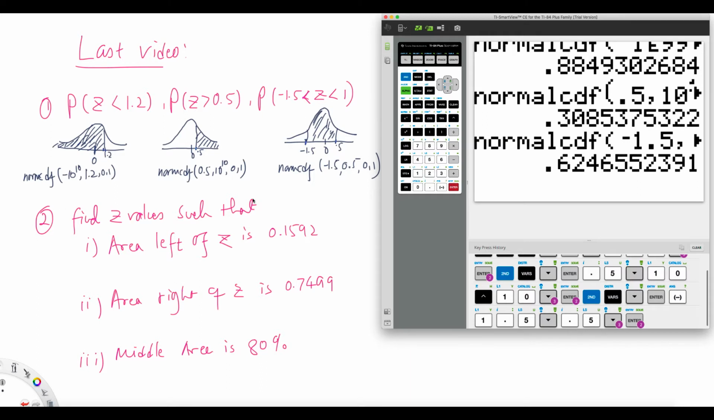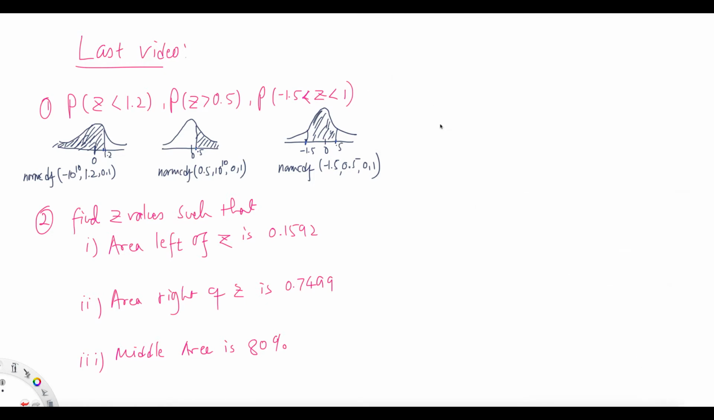And another thing is, if the area is given, how do you find the G values? How do you find the standard normal score? Let's make the figure for each of them and then show the work. Find the G value so that the area left of G is 0.1592. So there is a standard normal, because we are talking about the G value. So 0 is in the middle.